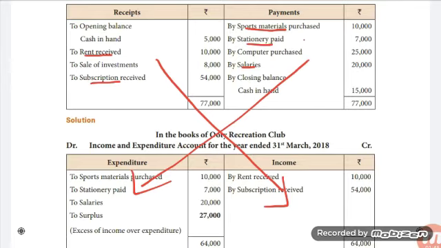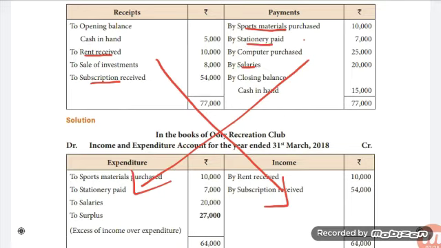Subscription received. Okay, subscription received is a revenue income, so enter on the credit side of income and expenditure account as by subscription received, write amount in outer column. Okay, what are the credit side items? By rent received, by subscription received. Okay, then no more items on the debit side of receipts and payments account. Then come to the credit side of receipts and payments account.